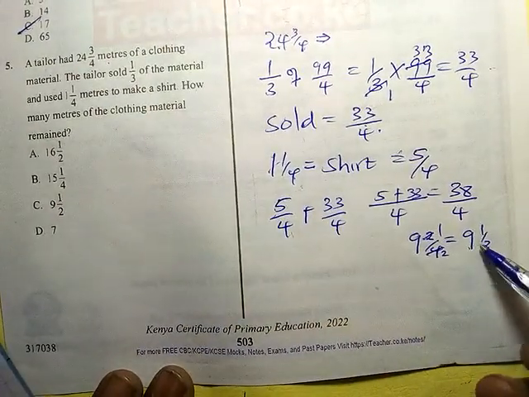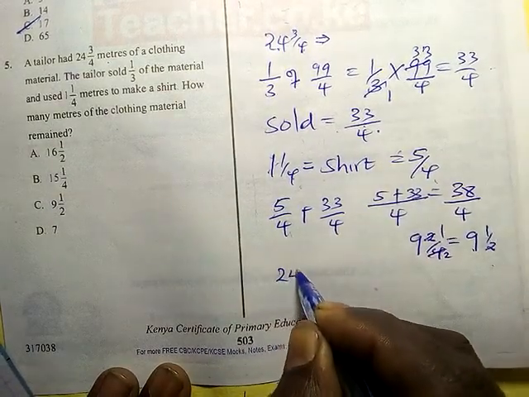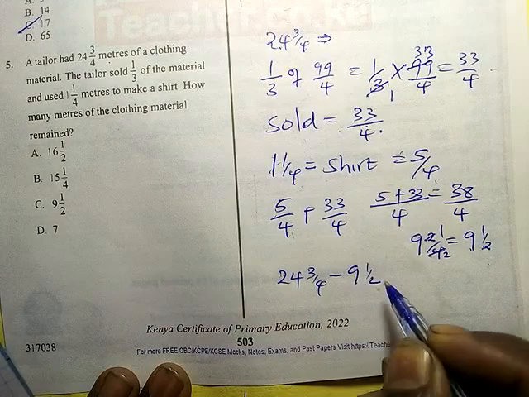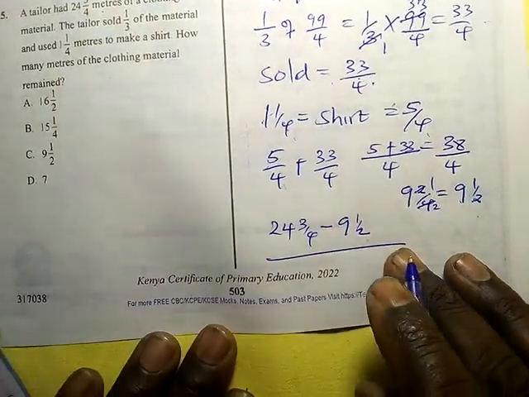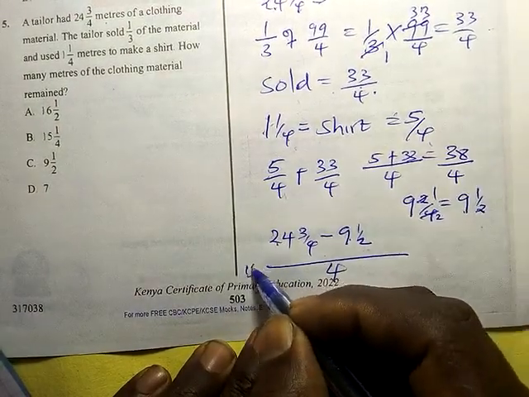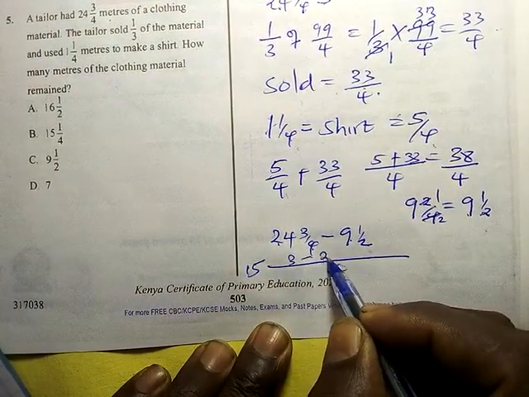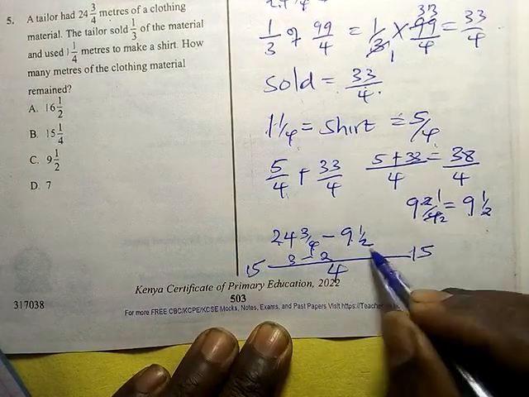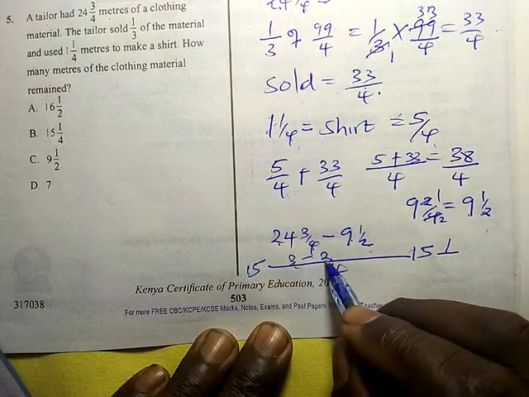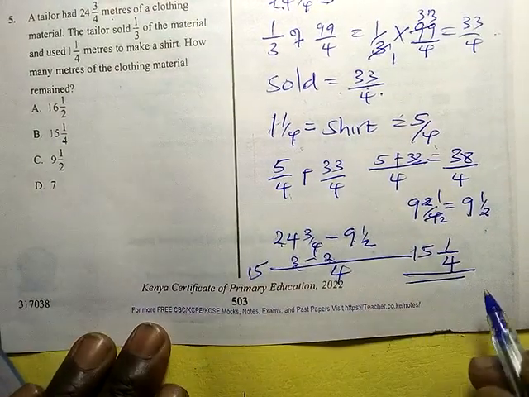So this one has been used and sold. The total was 24 and 3/4. Subtract 9 and a half so that we have what is remaining. Find the LCM. The LCM is 4. 24 minus 9 is 15. So 4 here 1, that is 3 minus 4 here 2. So that is 15, and 3 minus 2 is 1 over 4. So the answer is 15 1/4.